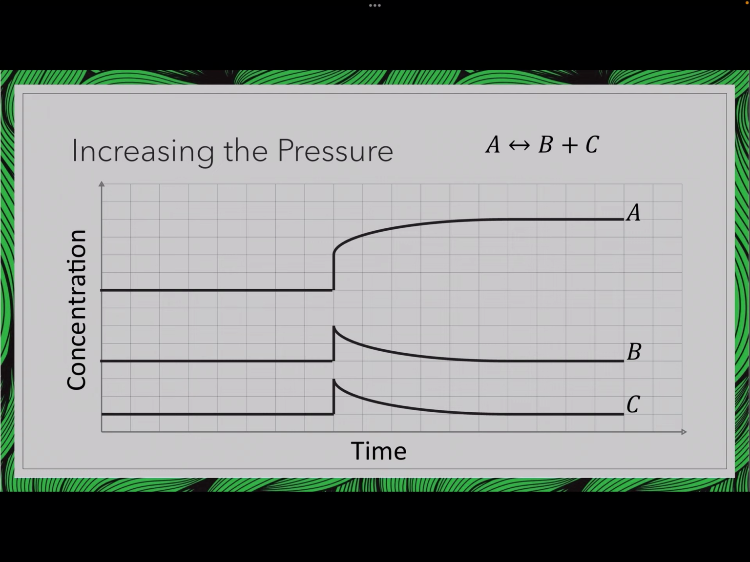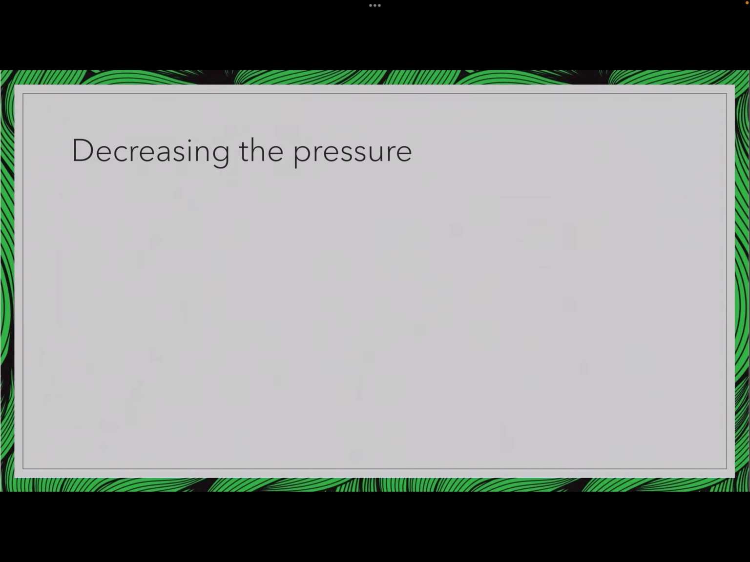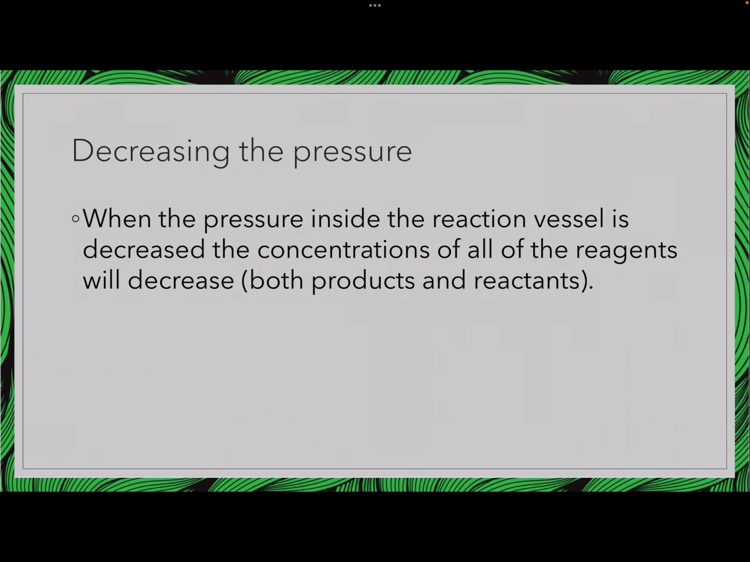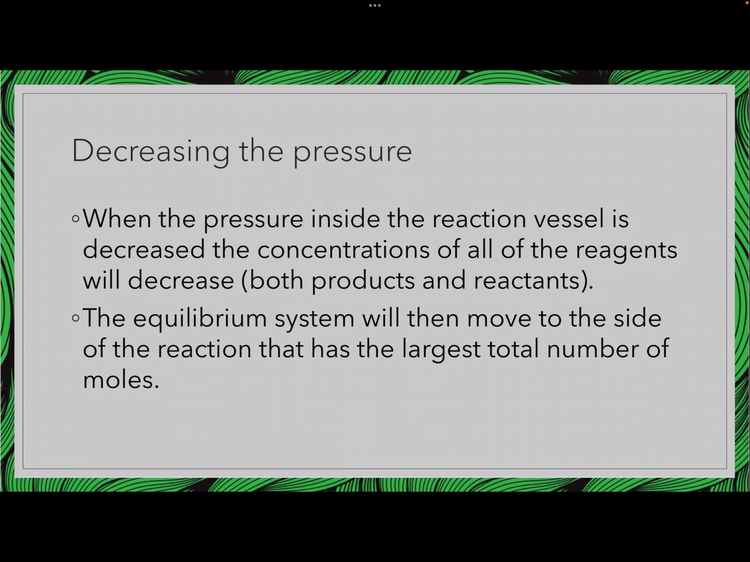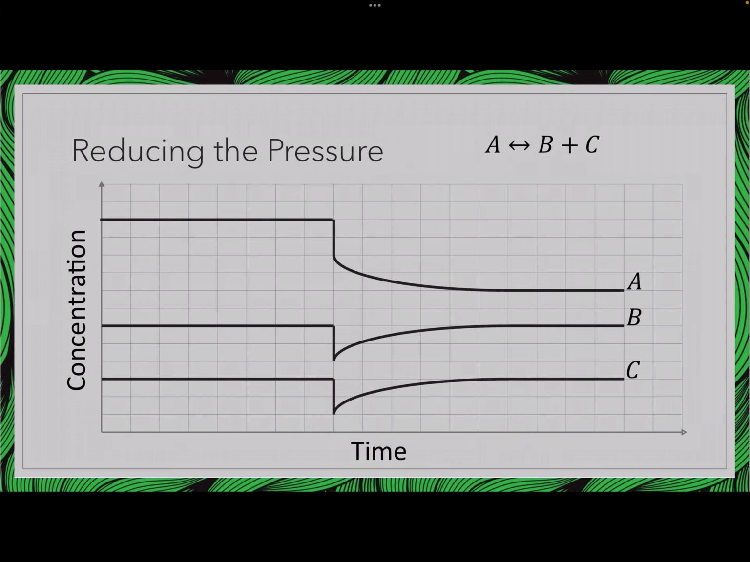Now, decreasing the pressure, again, almost the same as increasing, just in the opposite direction. When the pressure inside the reaction vessel decreases, the concentrations of all the reagents will decrease, so both the products and the reactants. And the equilibrium will then move to the side that has the larger number of moles. Looking at this on a graph, again, everything's at equilibrium. At a certain time point, the pressure in everything just suddenly drops. So we've reduced the pressure, we've increased the volume.